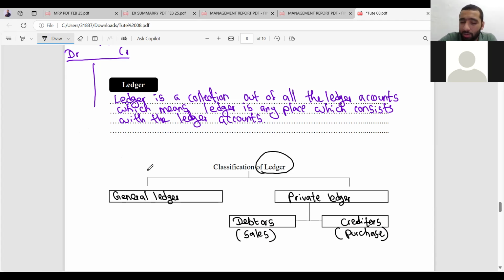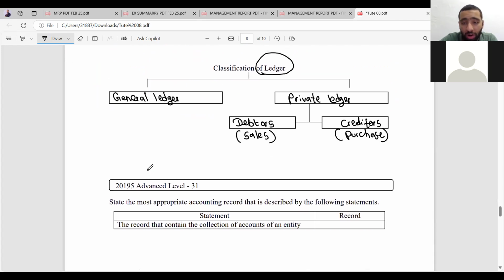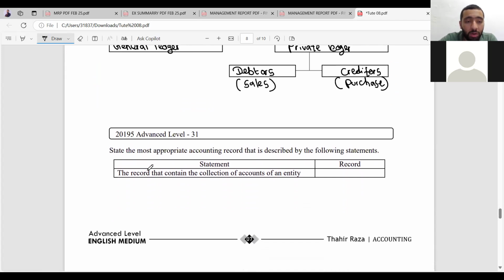Very simple. So I'm not going to explain much in detail. General ledger, private ledger, right? When we do this, it would be very easy for you once we do this. I hope you have already taken these down. Okay, so let's move on.